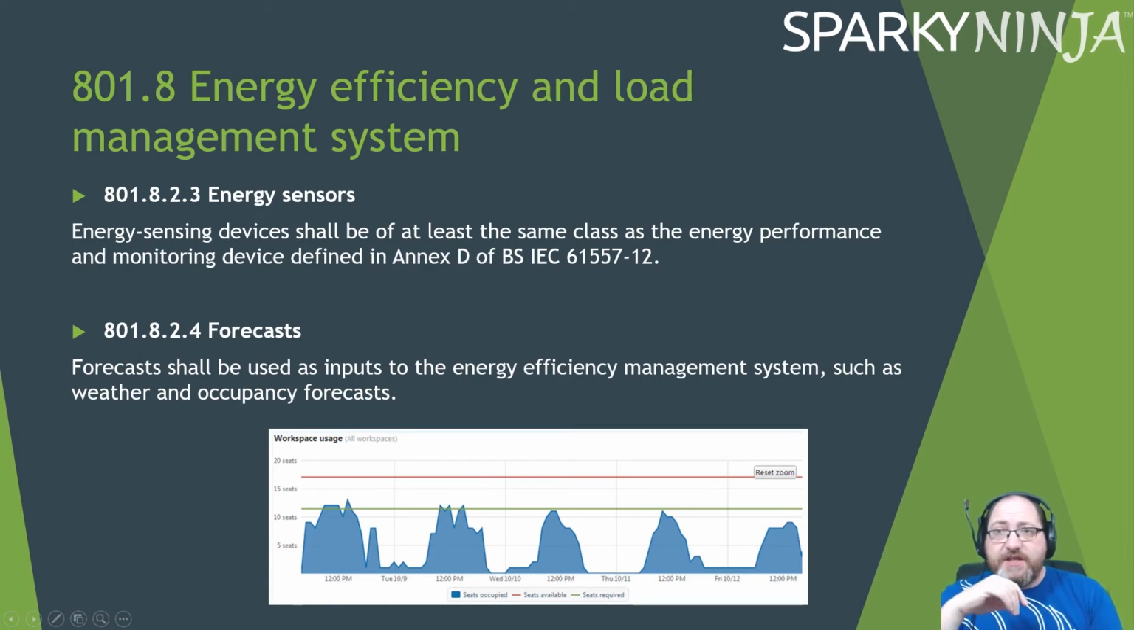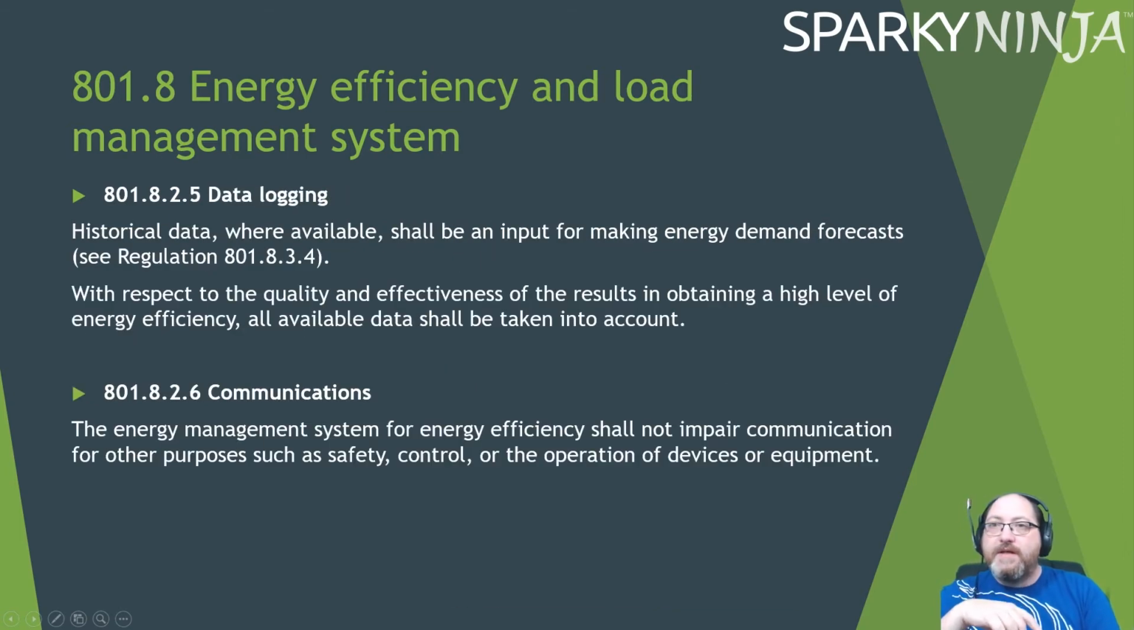Energy sensors. Energy sensing devices shall be at least the same class as the energy performance and monitoring device. Forecasts. Forecasts shall be used as inputs to the energy efficiency management system, such as weather and occupancy forecasts. Data logging. Historical data, where available, shall be an input for making energy demand forecasts. With respect to the quality and effectiveness of the results and obtaining a high level of energy efficiency, all available data shall be taken into account.